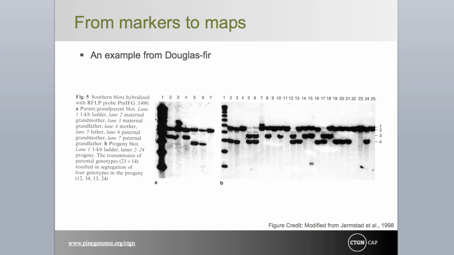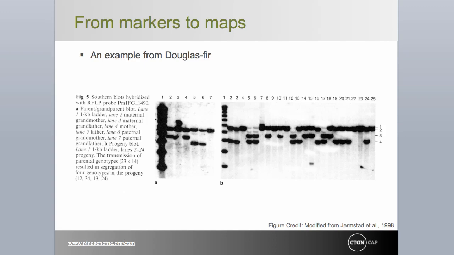We have talked a lot about the process of making genetic maps. Now let's look at a few. We have chosen a few examples just to reflect a bit on the rapidly changing technology landscape. To begin, we draw from work that was conducted at the Institute of Forest Genetics in the mid-1990s.